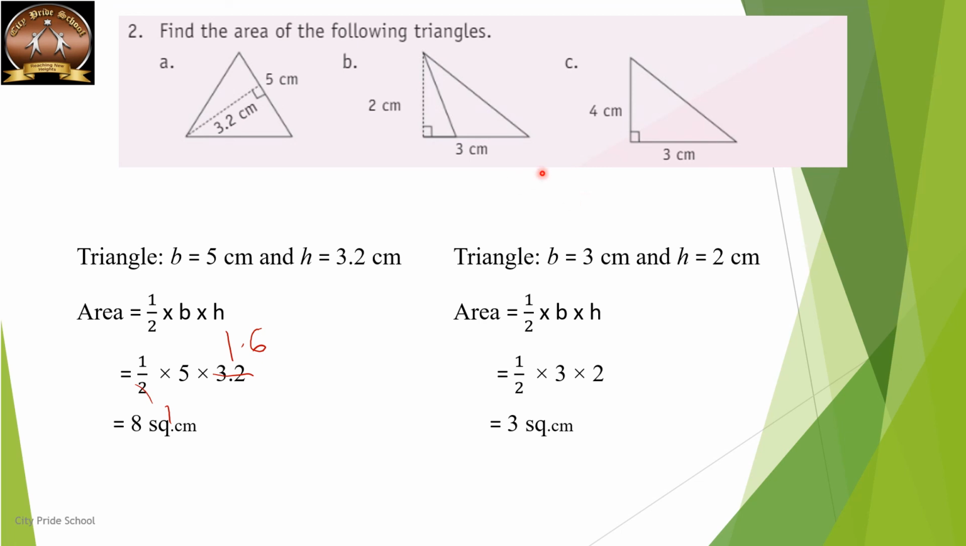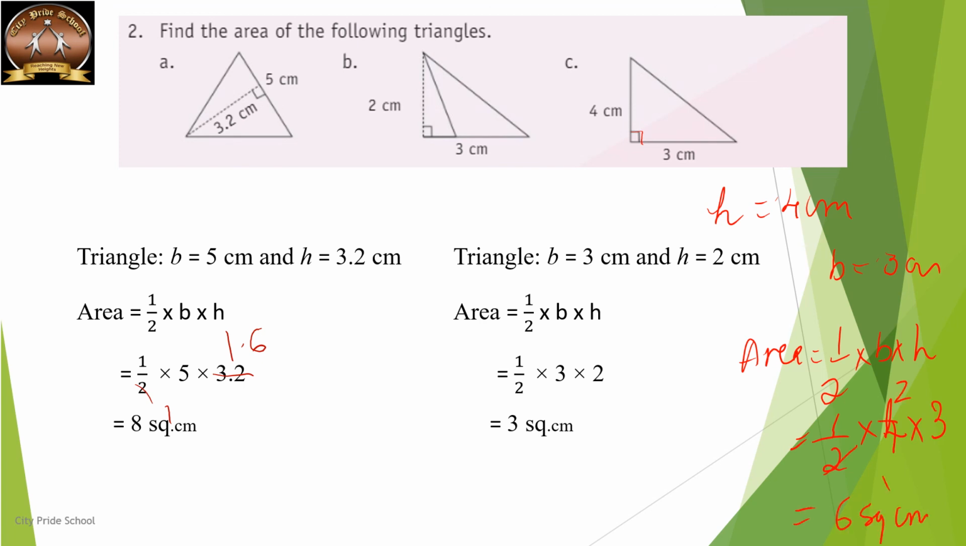In the third figure, you see, it's a right angle triangle. So one of the sides itself is the height since it is perpendicular to the base. So here height is 4 centimeters and base is 3 centimeters. So obviously the area would be equal to half base into height, which is equal to half. 4 is the height and 3 is the base. 2 2s are 4 and hence answer is 6 square centimeters.